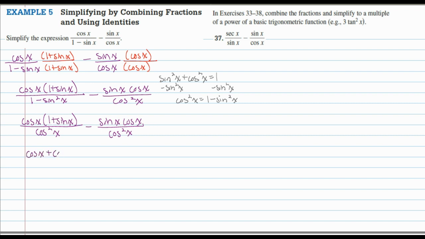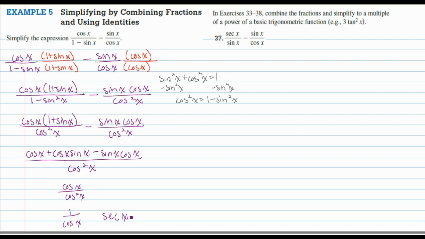Cosine of x plus cosine of x sine of x minus sine of x cosine of x all over cosine squared of x. Now these two terms, even though one is cosine of x sine of x and the other one sine of x cosine of x, they're the same. Just 2 times 3 is 6, 3 times 2 is 6. They mean the same thing. So one minus the other is 0. So I have cosine of x over cosine squared of x. When I simplify, I'll get 1 over cosine of x, which we all know is secant of x.